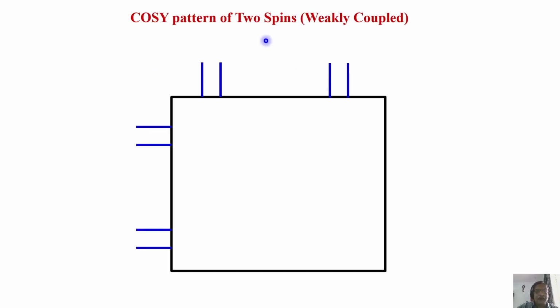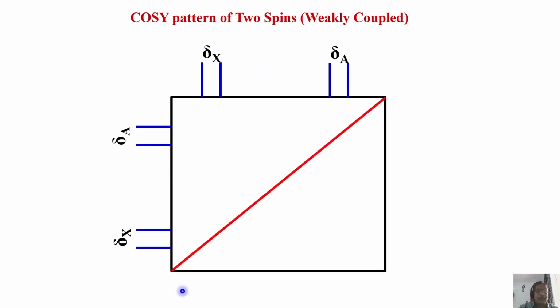I am going to plot the projection. The projection is nothing but what you see on the diagonal here. This is the F2 projection. This is the F1 projection. And I call this the chemical shift of A. This is the chemical shift of X. The same spectrum I am getting in this dimension also, because I am correlating only chemical shifts. Identical spectra I am getting in both the dimensions. Okay. This is the diagonal.